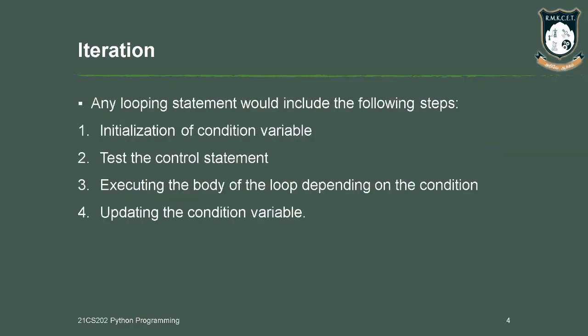The looping statement should be written by following these steps. First we need an initialization of condition variables, then we give the test expression or test control statement, then the execution of the body based upon the condition, and finally we have to update the condition variable on each execution. This is similar to the while and for statements in C, C++, and Java.